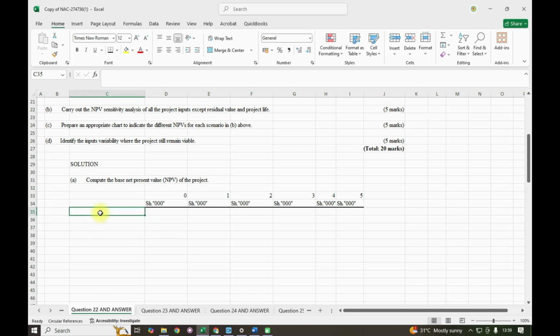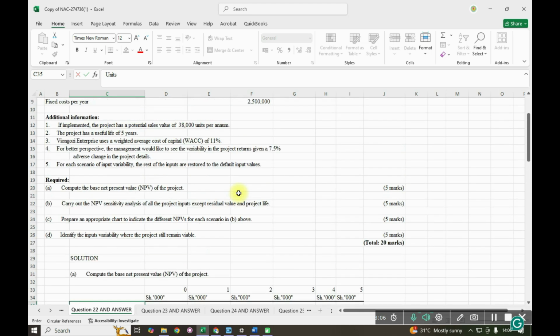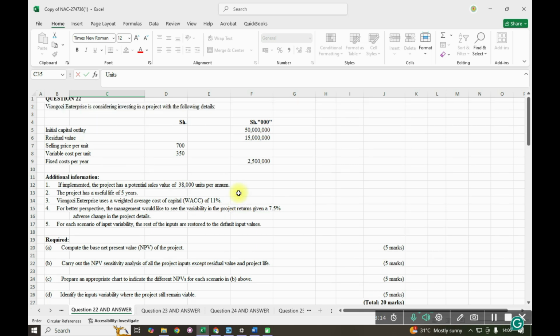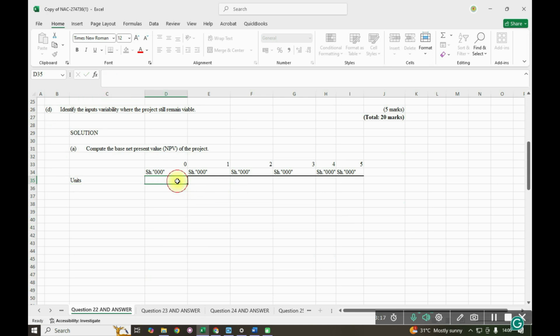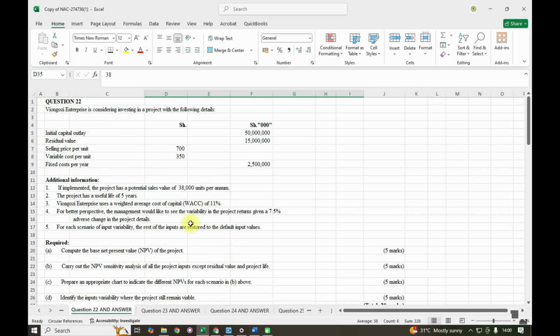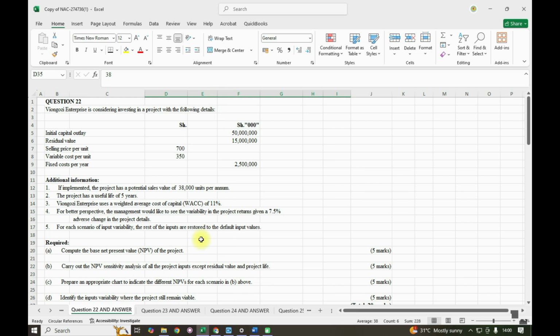So what we have is our units. You can start with the units, and the units were 38,000, but because they are shillings in thousand, just 38 as our units. 38 is a constant in that case.